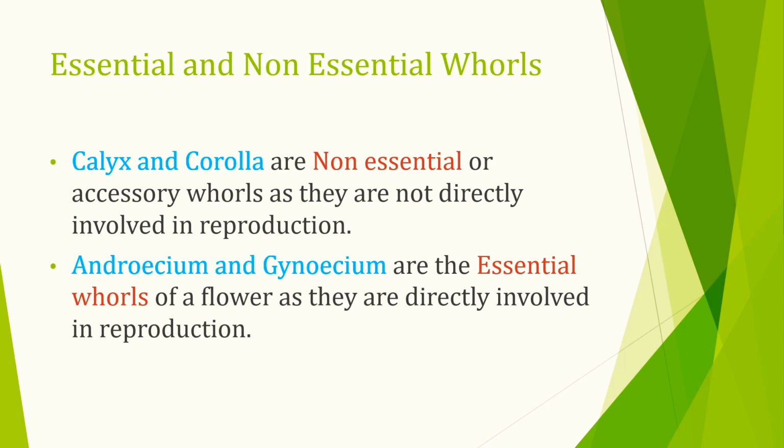Essential and non-essential whorls of a flower. Calyx and corolla are non-essential or accessory whorls as they do not directly involve in reproduction of a flower. And this androecium and the gynoecium are the essential whorls of a flower as they are directly involved in the reproduction.